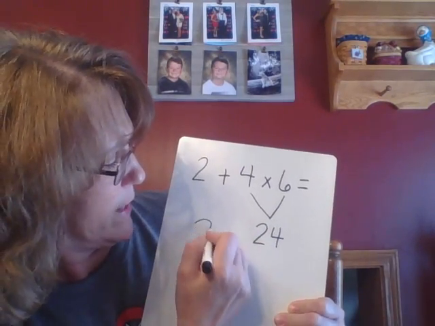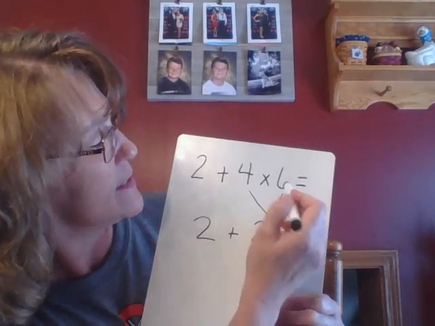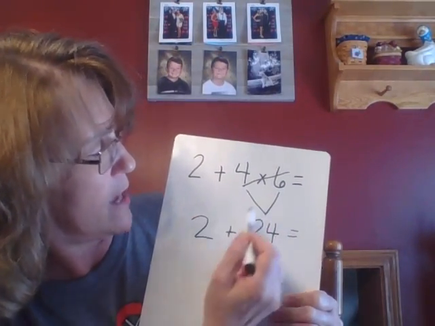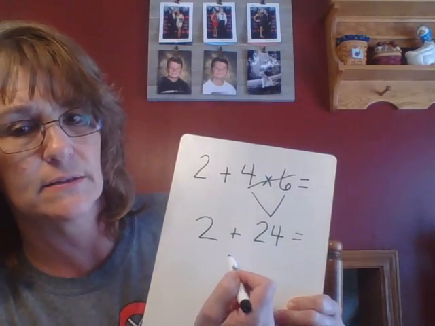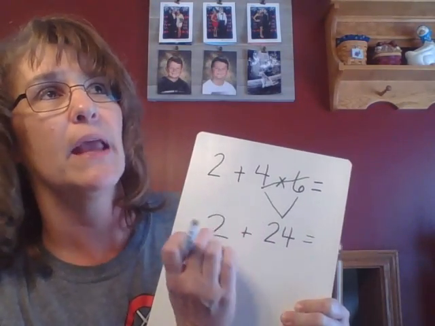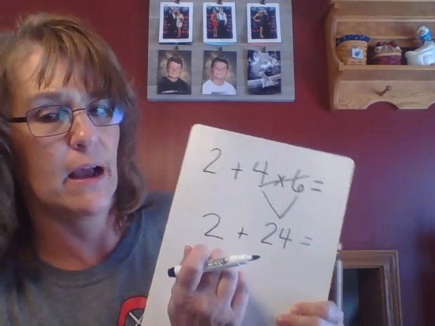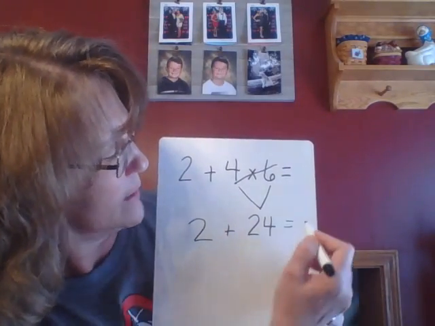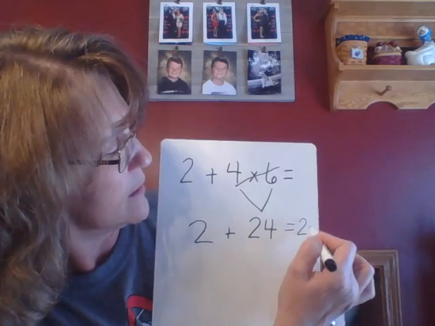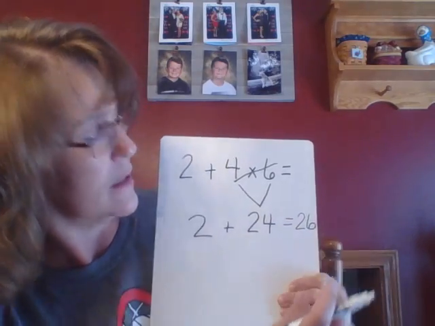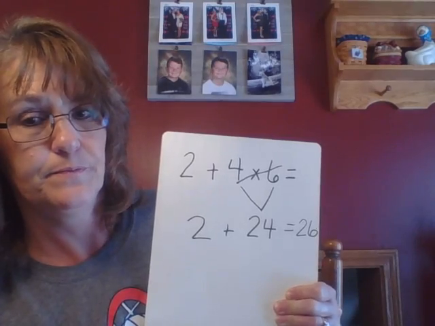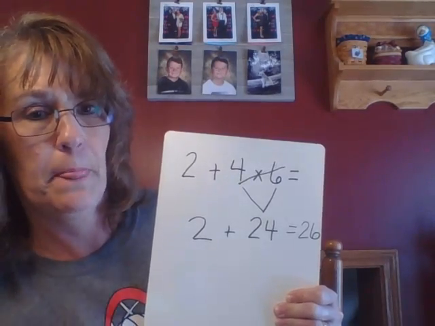And then I'm going to bring the rest of my problem down because these numbers are now finished. So I'm going to bring my 2 down and then the answer to 4 times 6. I said, please excuse my dear, and now I've got Aunt Sally. And you can see I do have adding. So 2 plus 24 is 26. So the answer to that question is 26. You with me so far?